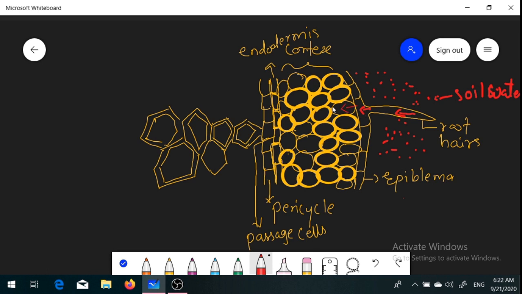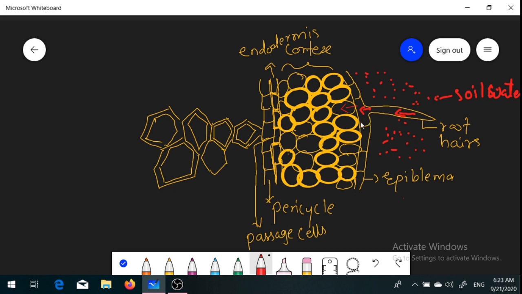This cortical cell has a higher osmotic pressure than that of this epiblema cell. Why does this epiblema cell have a lower osmotic pressure than this cortical cell? Because this epiblema cell absorbs the water from the soil. Okay. So the turgor pressure increases. The turgor pressure means we know that when the water is absorbed by the cell, it swells inside and it exerts pressure towards the outside. That pressure is known as the turgor pressure. Okay. So these cells are more turgid.